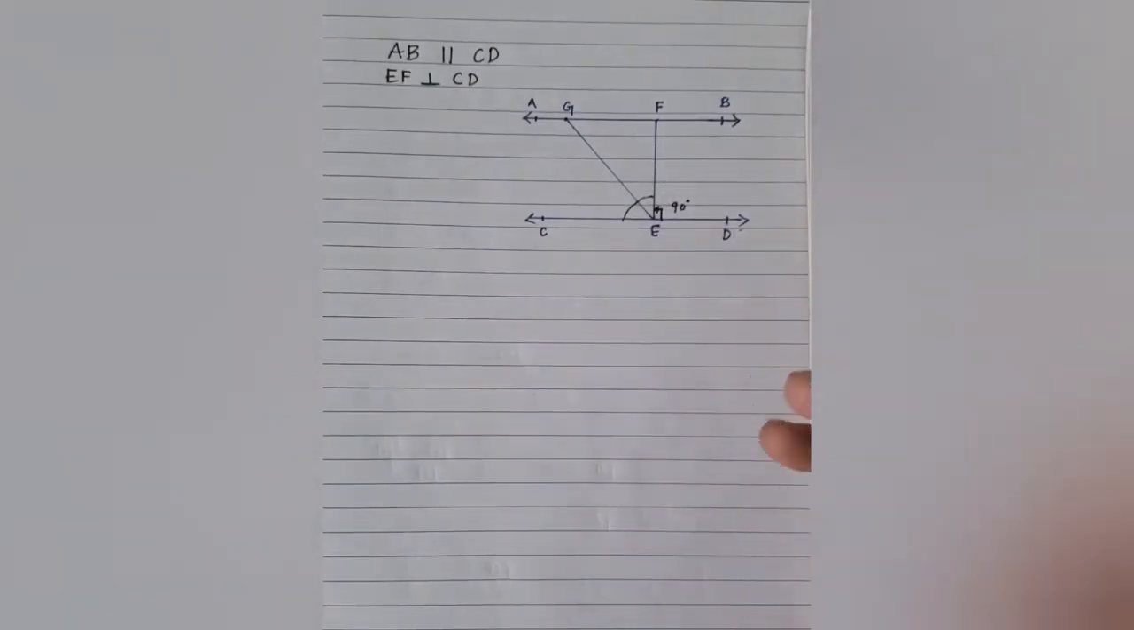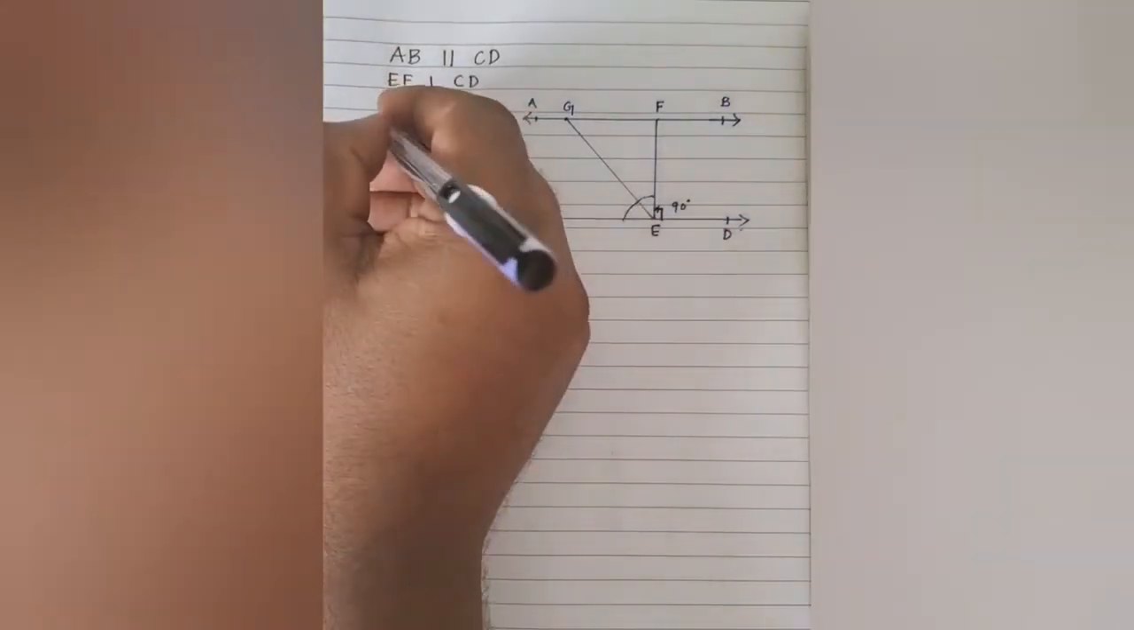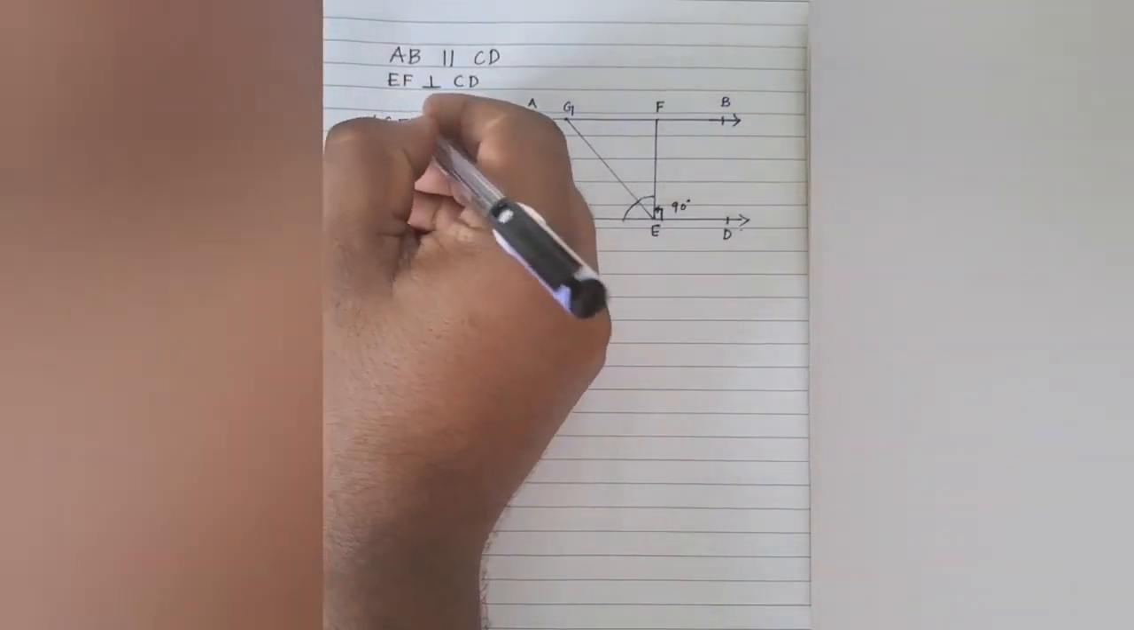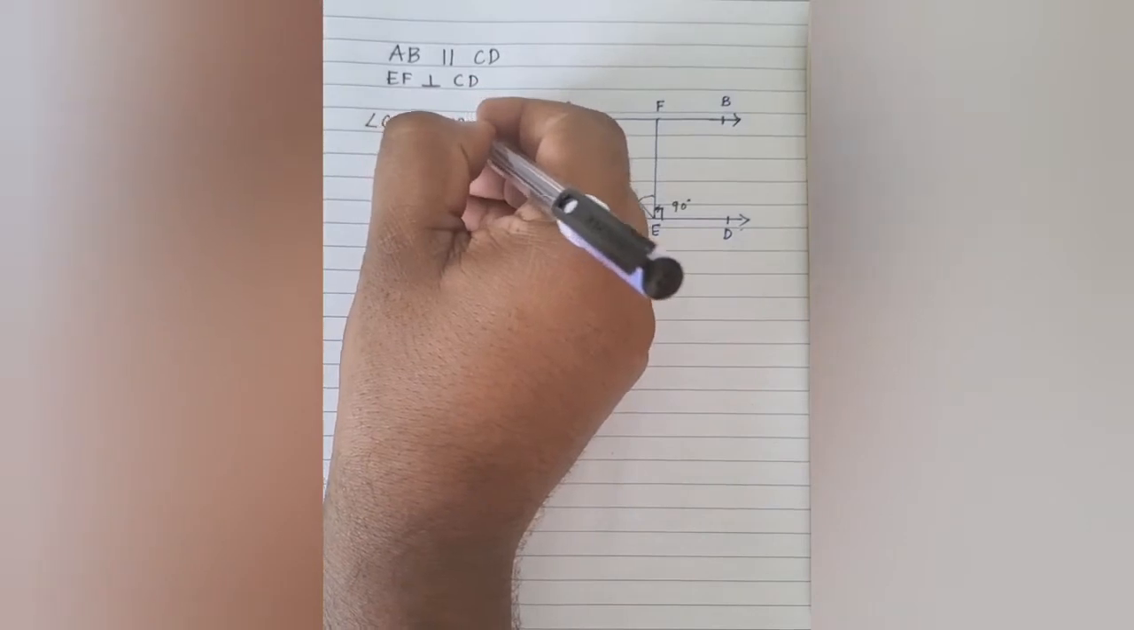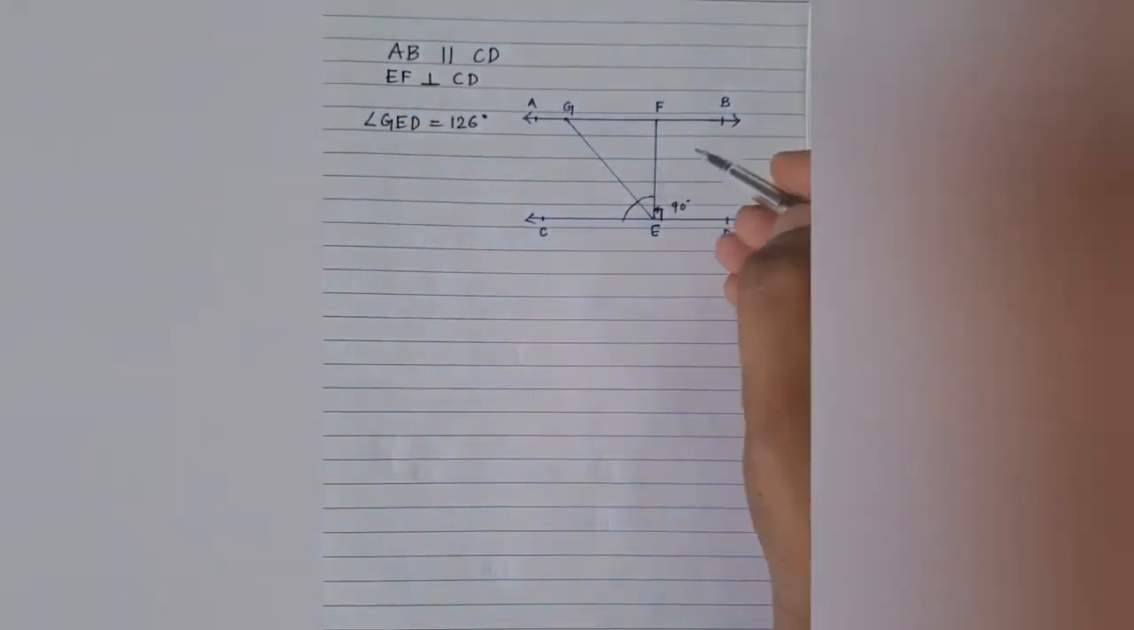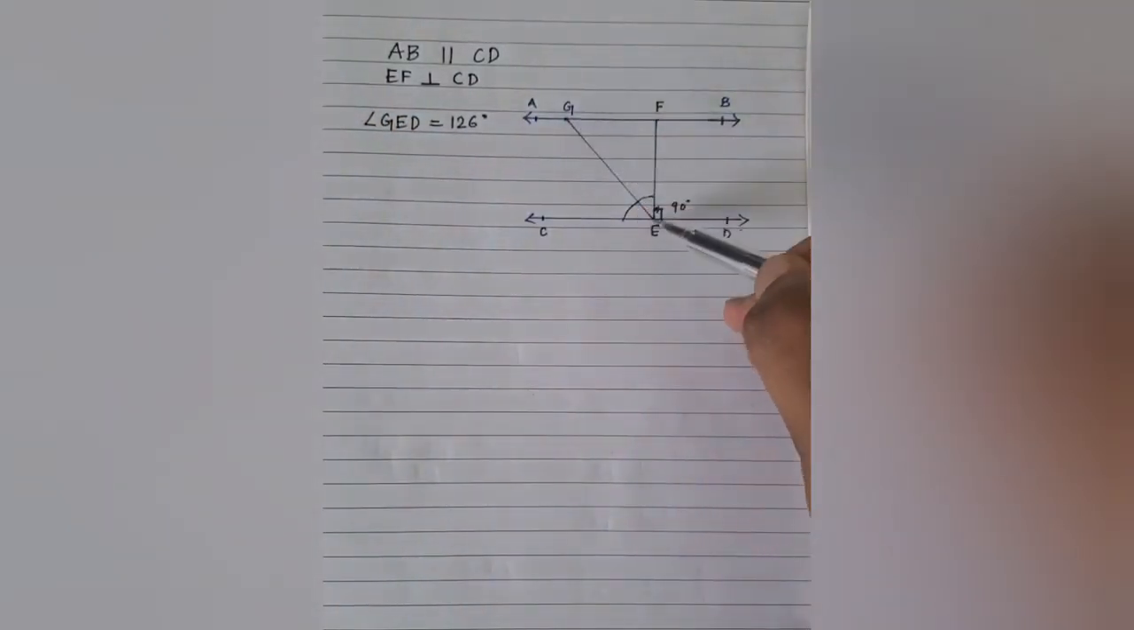Fine. What else is given? Angle GED is equal to 126 degrees. So where is angle GED?